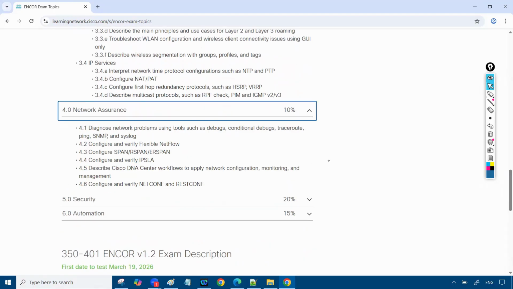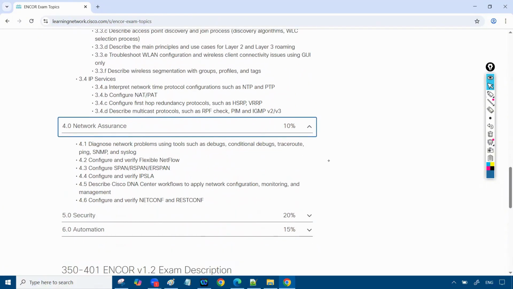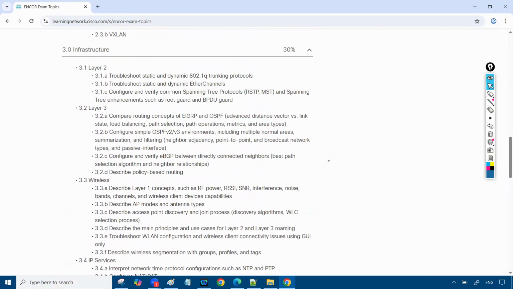Once we have done this part, infrastructure, then we have network assurance. Remember one thing, the infrastructure part has a high weightage in the ENCOR exam. It contains the 30% section. So if you're planning to take the ENCOR exam, you will get more questions from here, like routing protocols, switching protocols, multicasting, and IP services.